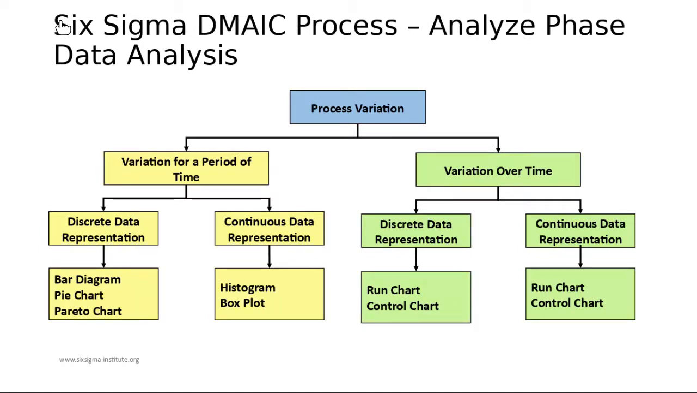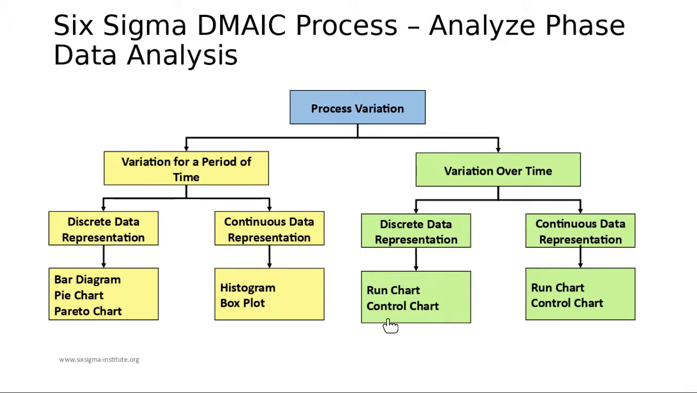If you want to measure the variation, and this is the purpose of Six Sigma, as we said from the beginning, to reduce variation, to identify and measure the variation in the process over time, you use this set of tools, which is the run chart and control charts, if it's continuous data, and also the run chart and control charts if it is discrete data, but it will be a different type of run chart, different type of control charts.